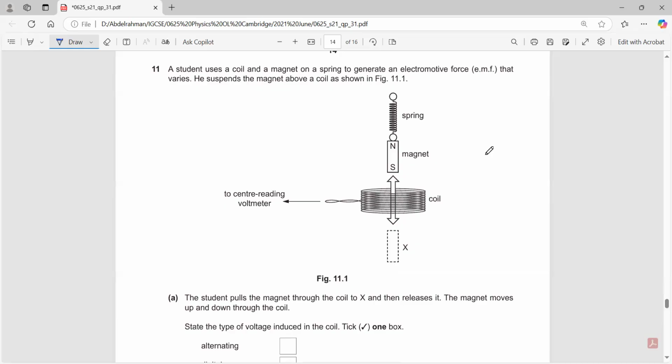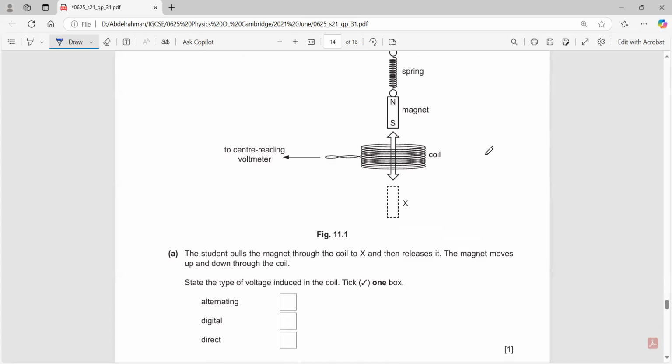A student is using a coil and a magnet on a spring. The student pulls the magnet through the coil axis until it reaches point X, and then he's releasing this magnet. It's attached to a spring. So you're pulling the spring. When you release this magnet, what happens to the magnet? It keeps on oscillating.